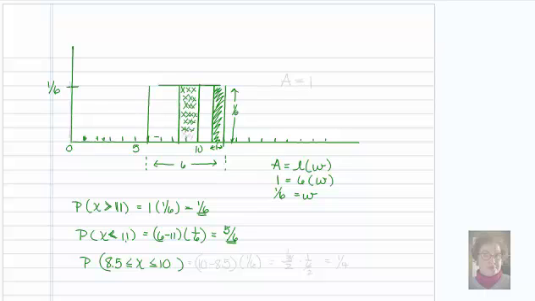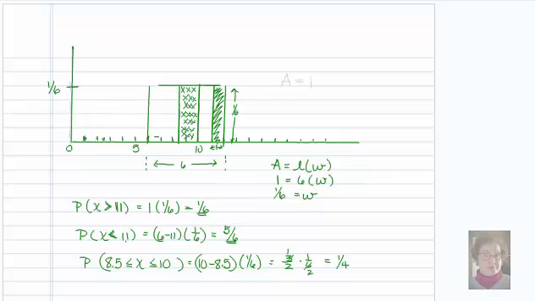So I need to find the distance, and the length is going to be 10 minus 8.5. So that's going to be the length of my rectangle, and then the height is still 1/6. So that's going to be 1.5. I'm going to change it to a fraction. 3/2 times 1/6 comes out to be 1/4. So 1/4 of the time the weight loss will be between 8.5 and 10 pounds.